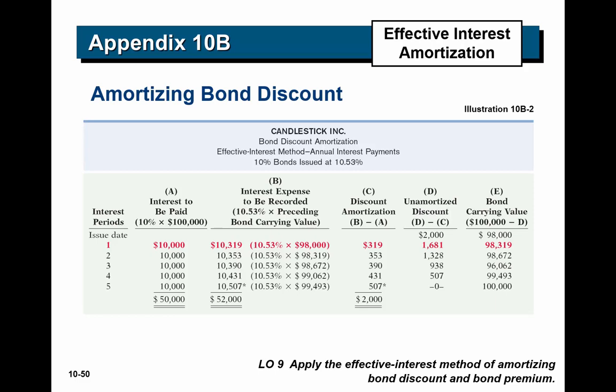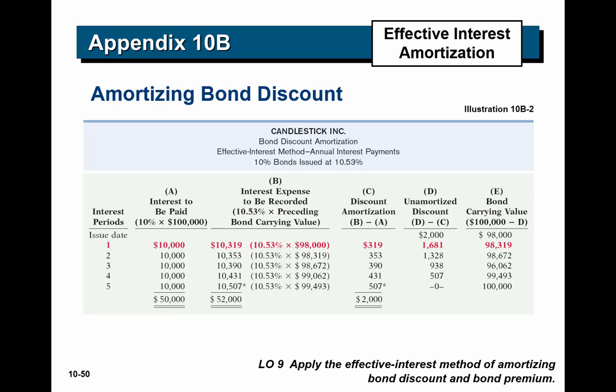So in the case of the first month or first period of the bond, you take the $98,000 carrying value from issuance and you multiply that times the effective interest rate of 10.53%, and that gives you the interest for that period. And then to find out how much is the amortization of the discount, you subtract the interest to be paid minus the calculated interest expense.